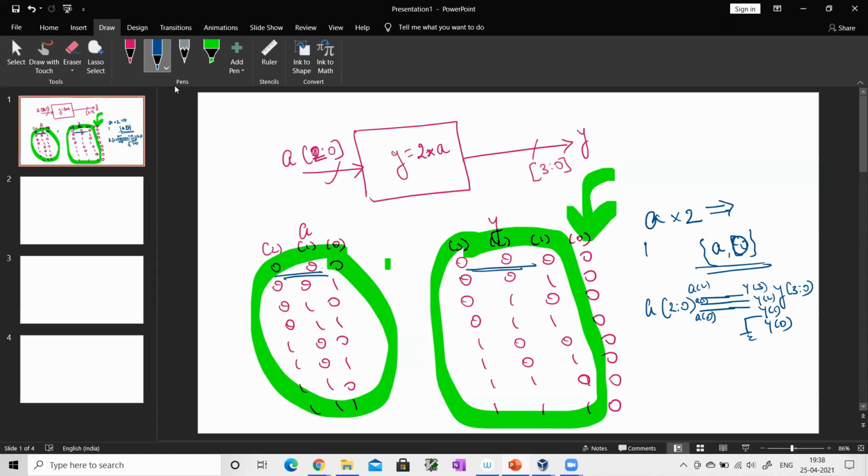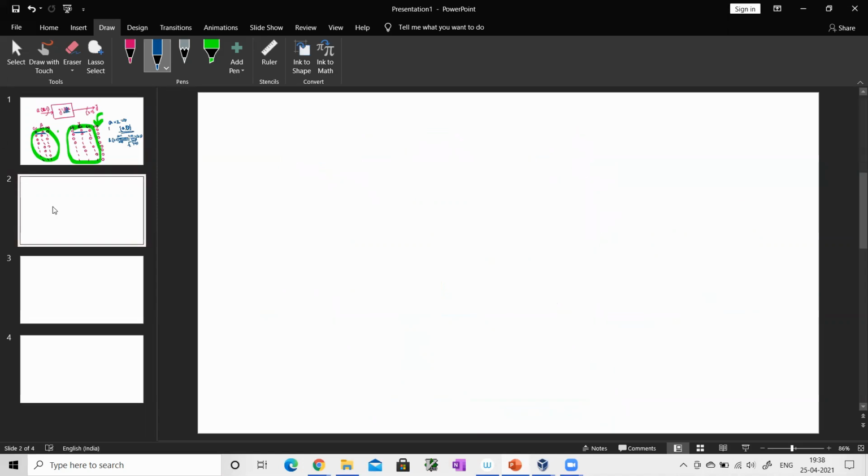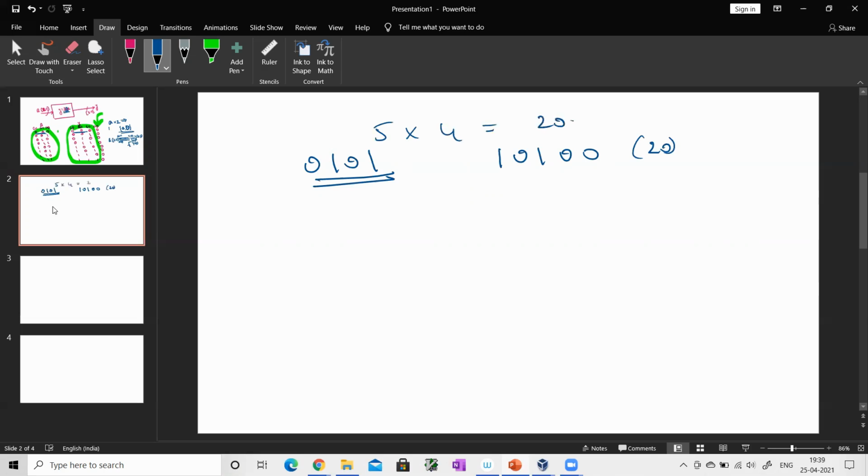Initially, when we saw this multiplication, we thought that we need a multiplier, right? But multiplying by 2 or powers of 2 is just shifting. Similarly, if I multiply by 4, take any number, let's say 5. I multiply 5 by 4. What will be the answer? This is going to be 20.